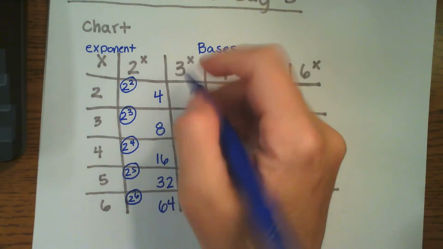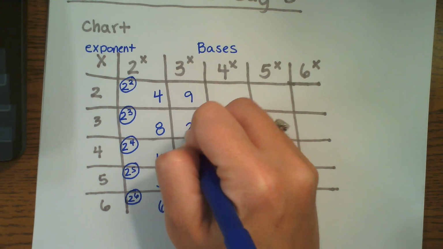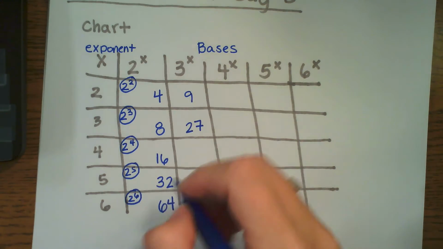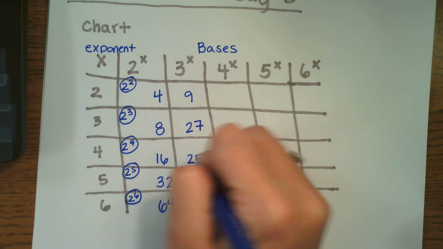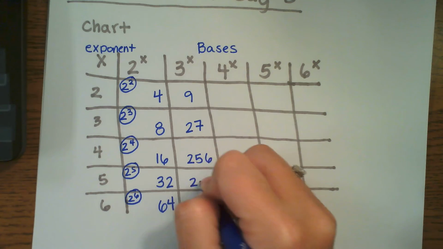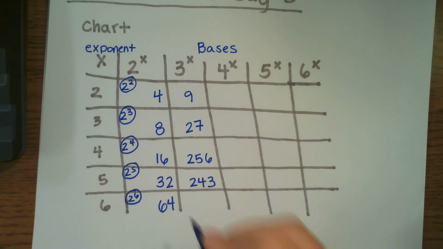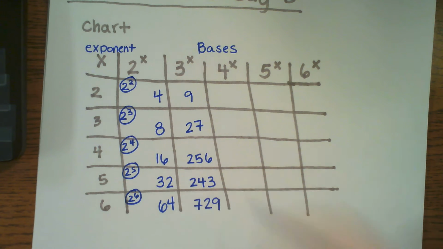So the next column will be 3 squared is 9. 3 to the third is 27. 3 to the fourth is 81. 3 to the fifth is 243. And 3 to the sixth is 729.